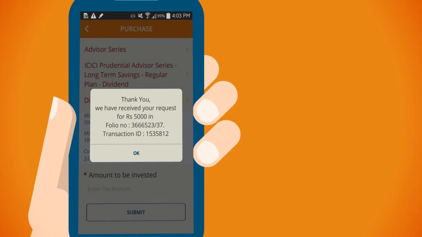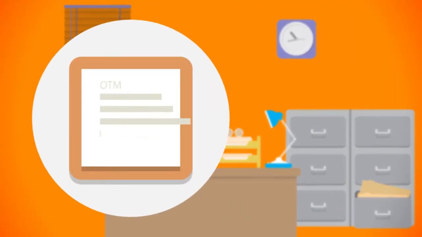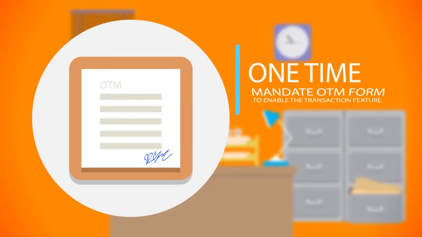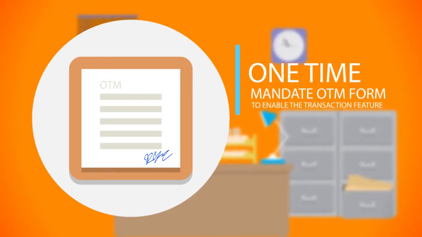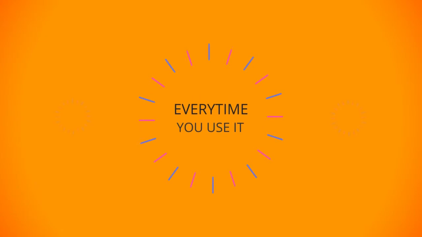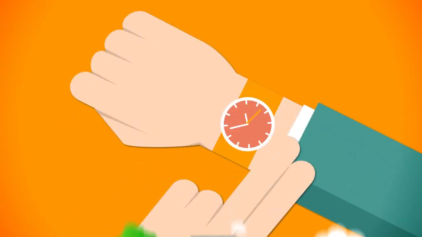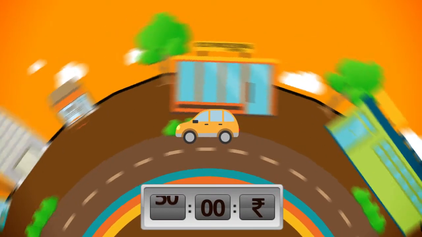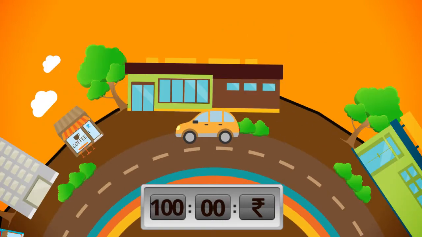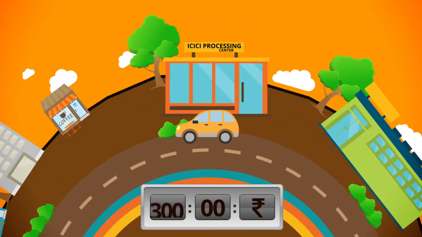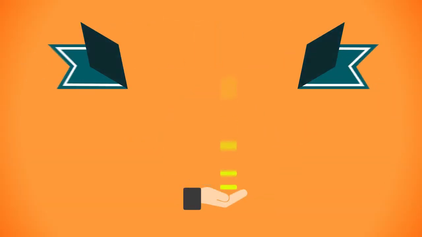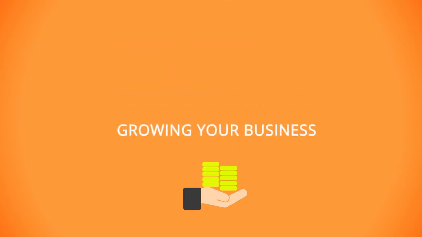So what's in it for you? All you need to do is have your client sign the one-time mandate OTM form to enable the transaction feature. Every time you use it, you save on the time and cost of travel from your office to the client's home and then the processing center. The saved time and money can be used towards growing your business.